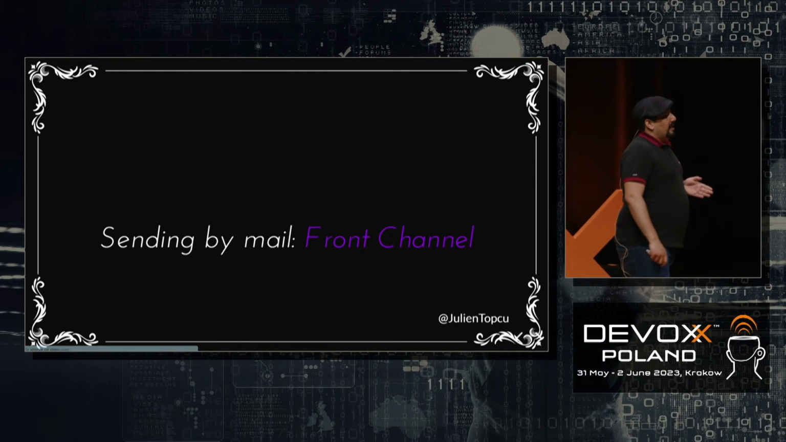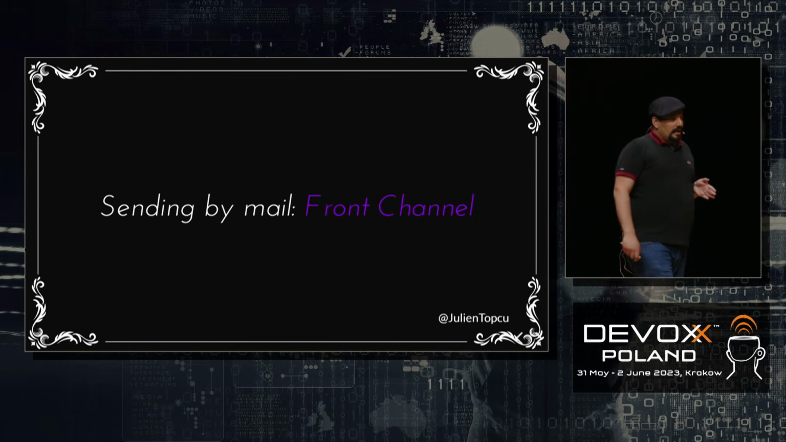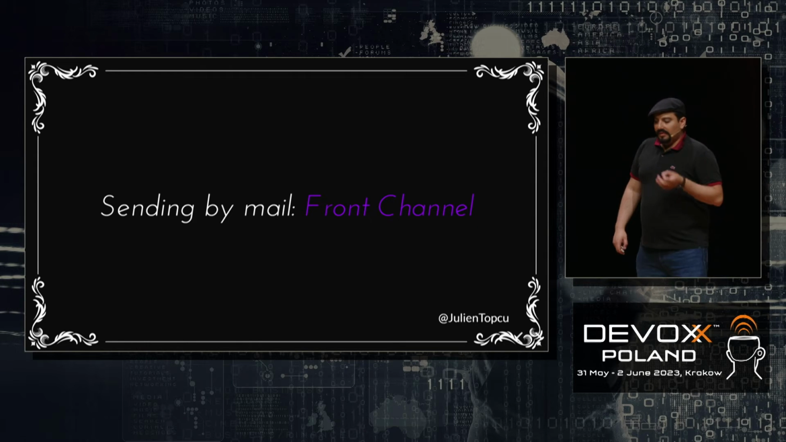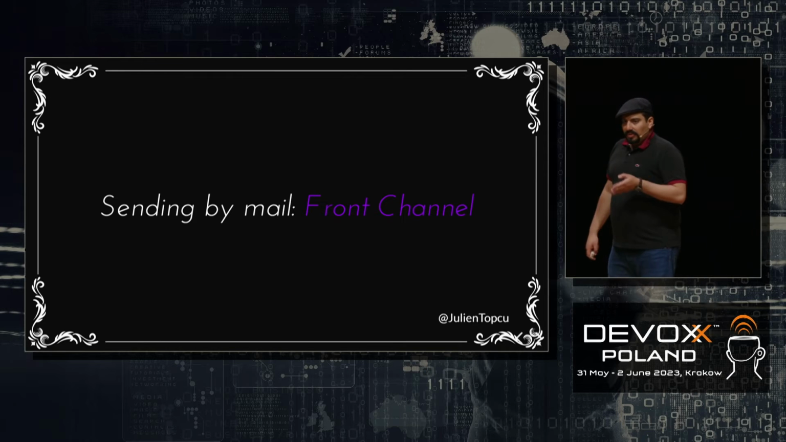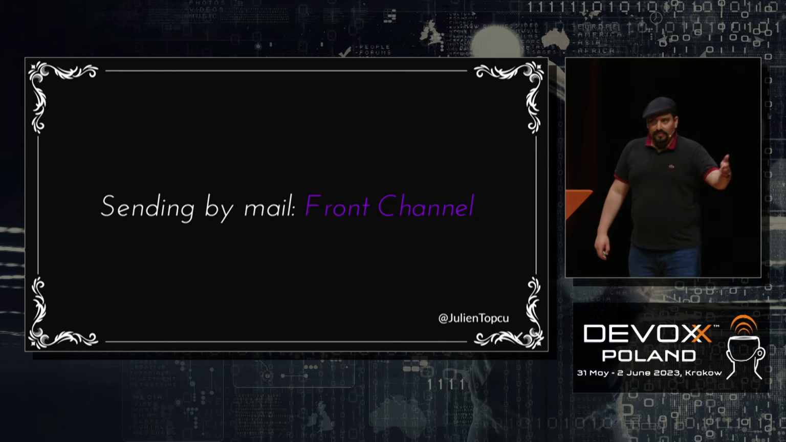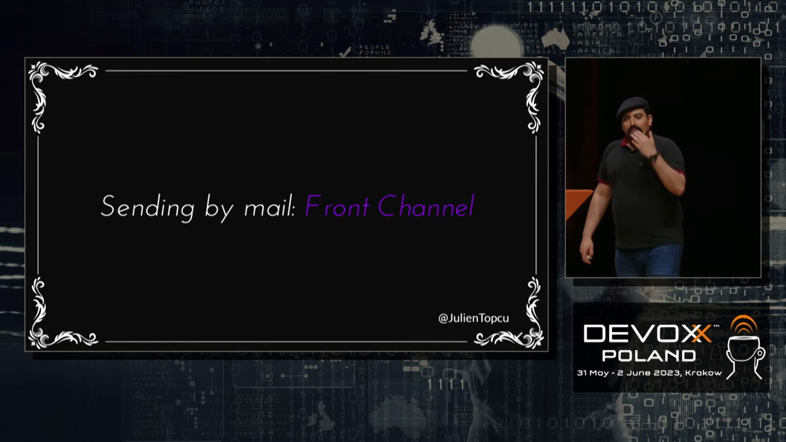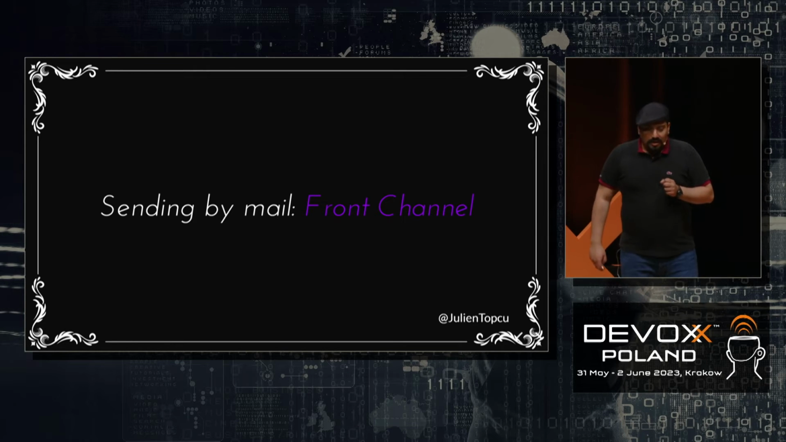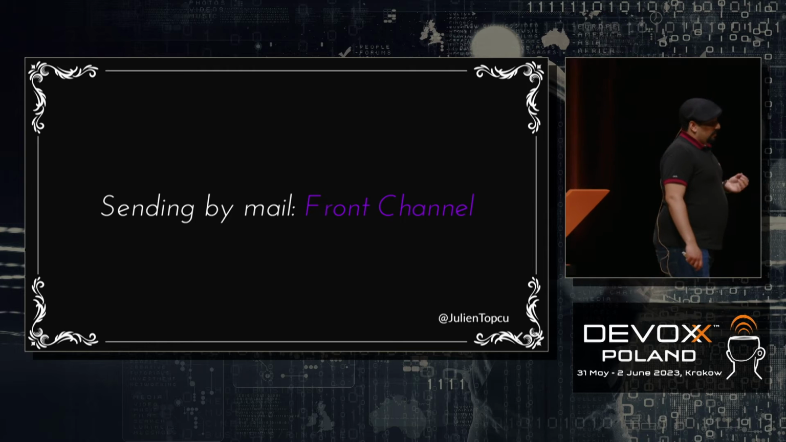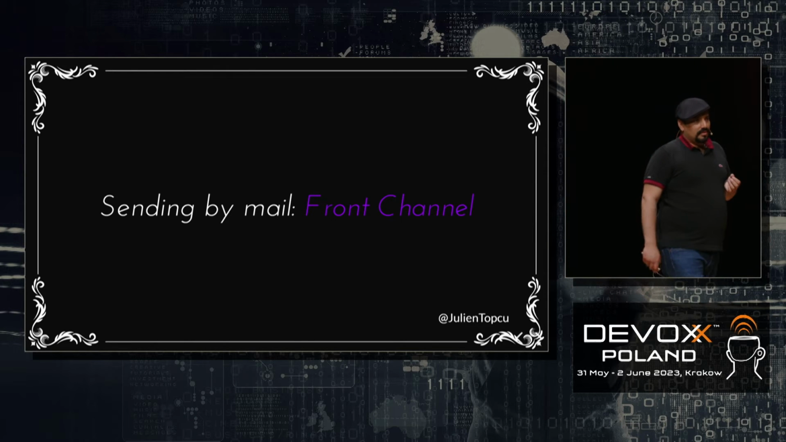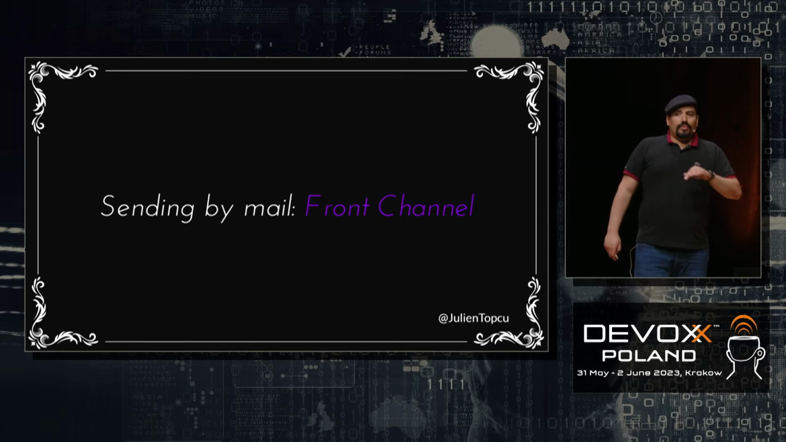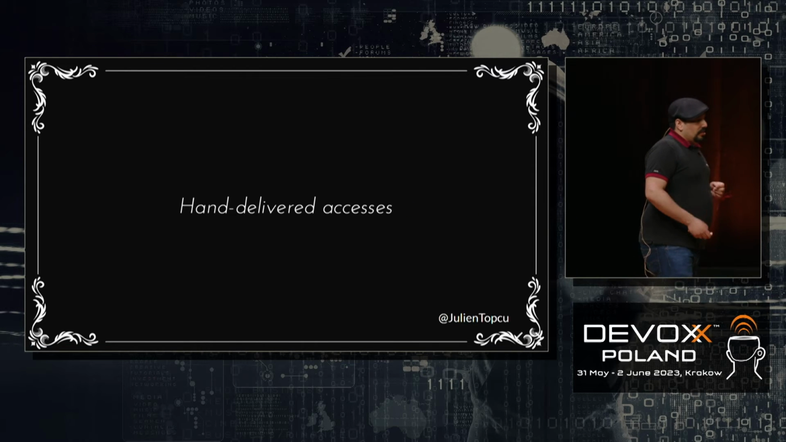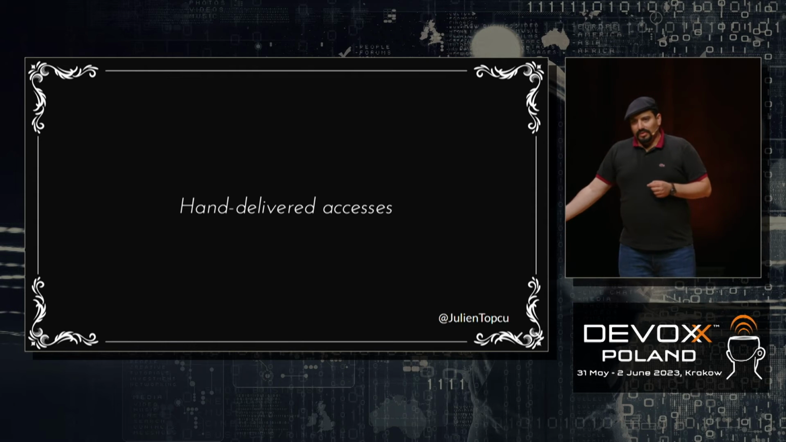So sending stuff by mail is not safe. And this is what we will call a front channel. A front channel is a communication channel where you cannot be sure that your recipient has received your information, and you cannot be sure that someone didn't intercept it. It means that you cannot share accesses in a front channel. That's way too dangerous. So instead of doing that, we will now deliver the accesses to the guests.